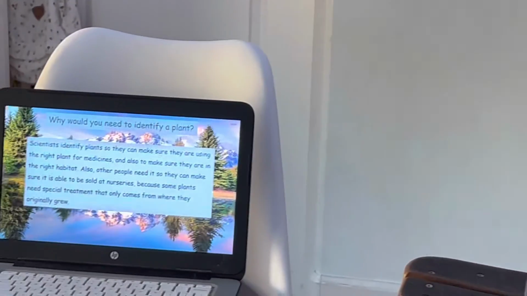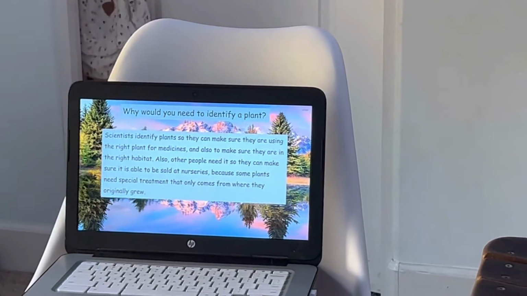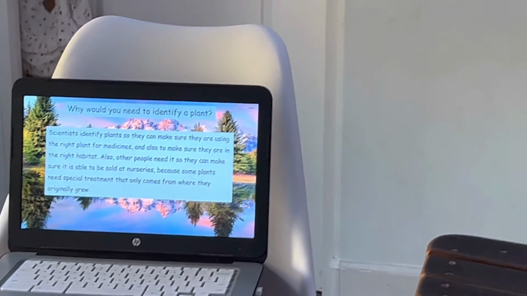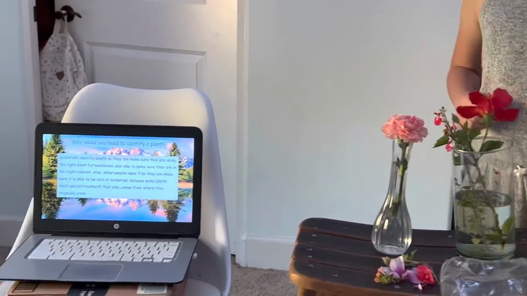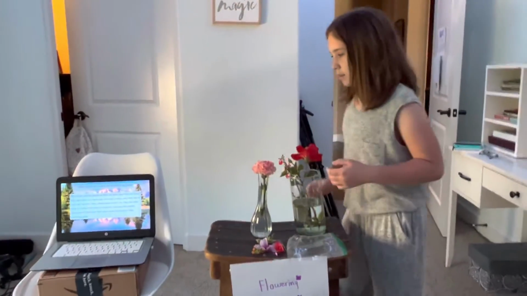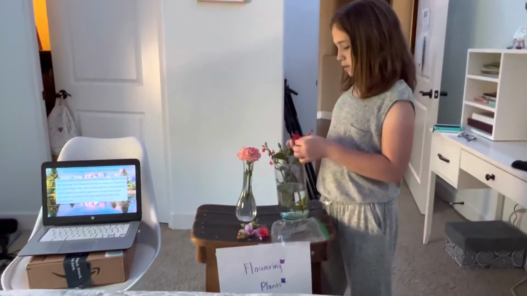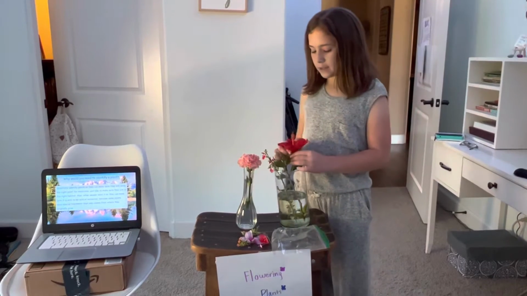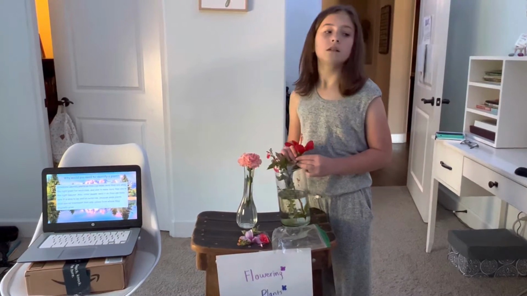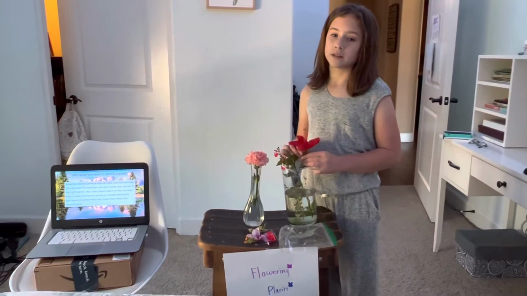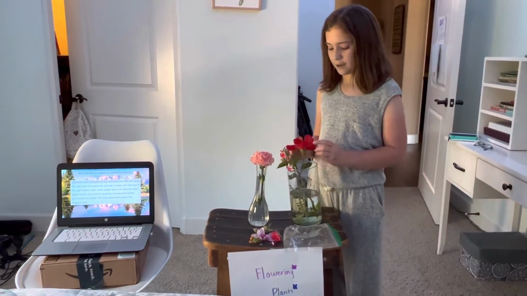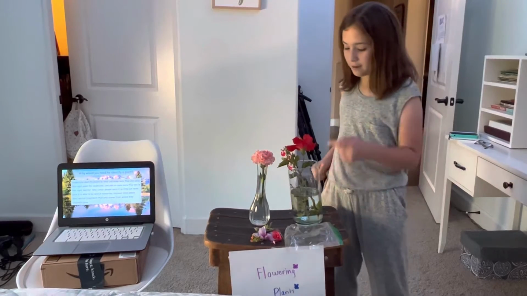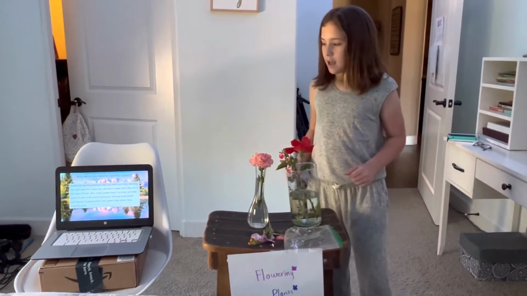Okay, now I'm gonna explain why you need to identify a plant, because some plants you just don't know what they are, so scientists identify them. And the reason why they need to identify them is that flowers are used to make medicine, and like hibiscus, like this is some kind of hibiscus flower. It's probably not the one for hibiscus tea, but a bunch of flowers, like lavender for sure, is used to make tea.